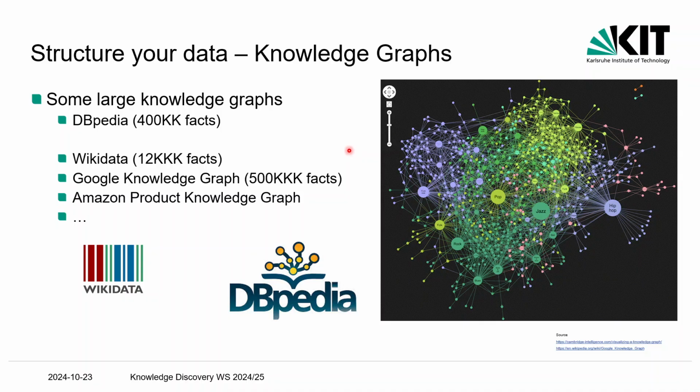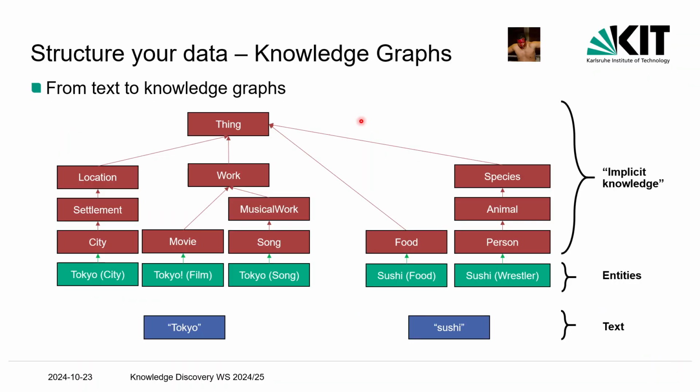Now, this is all well and good, looks nice, interesting. But now for our example of before, where we had an input text about Tokyo and, well, tourism in Japan, I assume. How could we represent this as a knowledge graph? Well, this is one example on how it could be done.